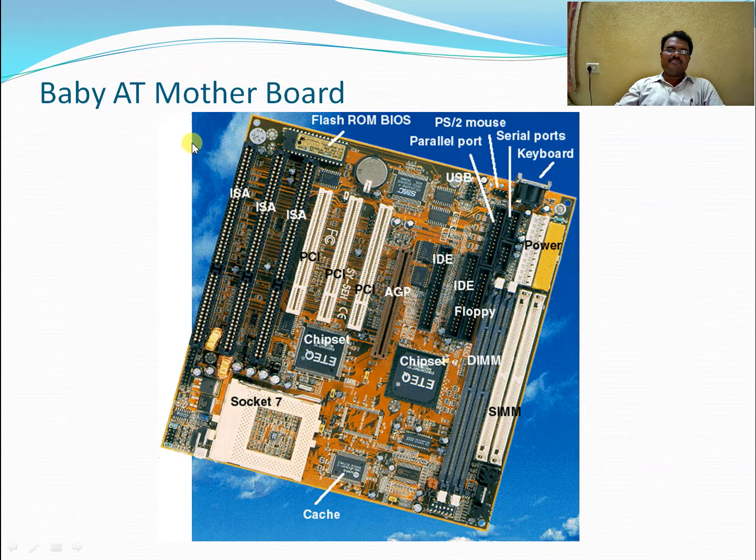So here we can see the Baby AT motherboard. These are the ISA slots available, extension EISA we can also say. There is the flash ROM BIOS, and these three are PCI slots, and this one is an AGP slot, and these are the IDE connector and floppy connector, and DIMM slots and SIMM slots, and the motherboard power connector, keyboard connectivity, and serial ports, and parallel port, and PS2 mouse facility. Here is the cache memory, and these are chipsets, and this is Socket 7 used for inserting the CPU. This is the Baby AT motherboard.